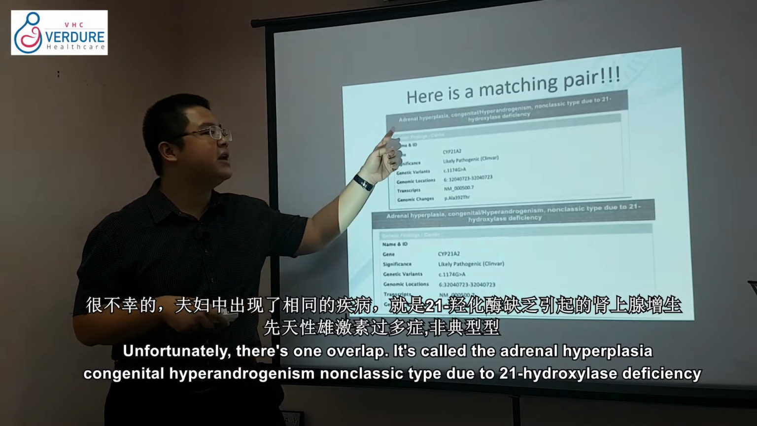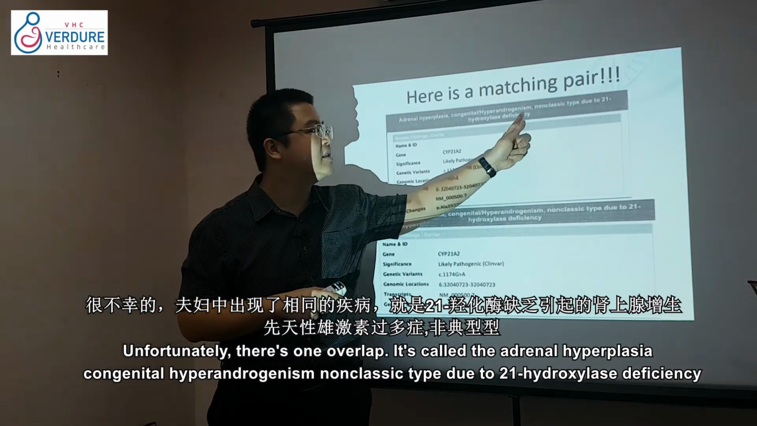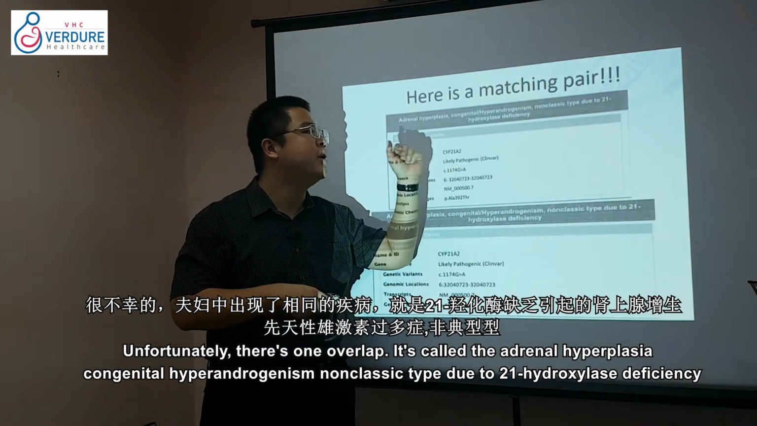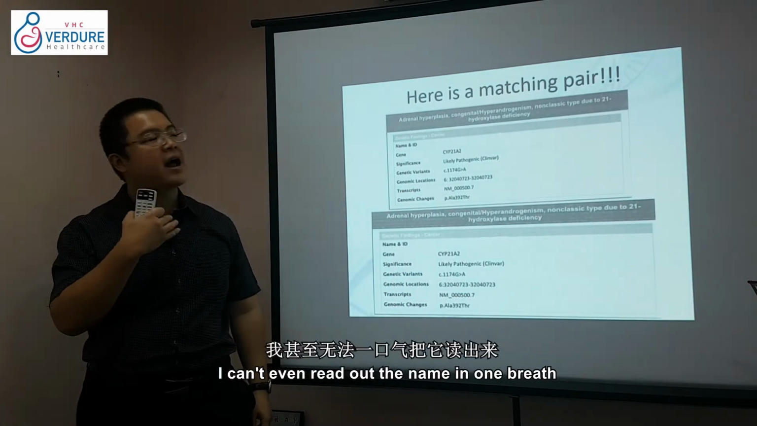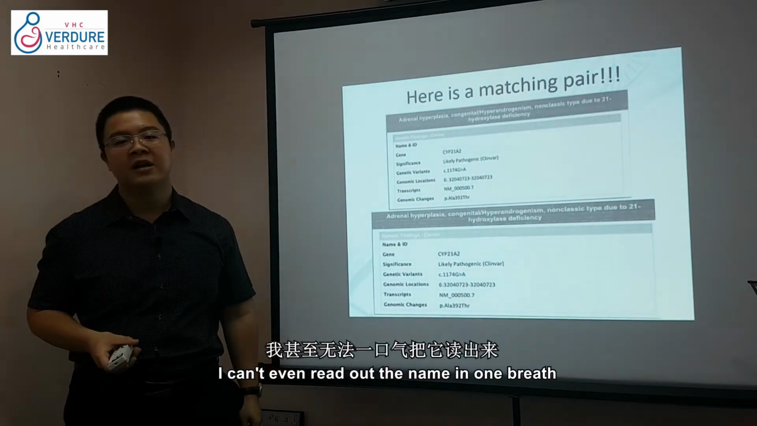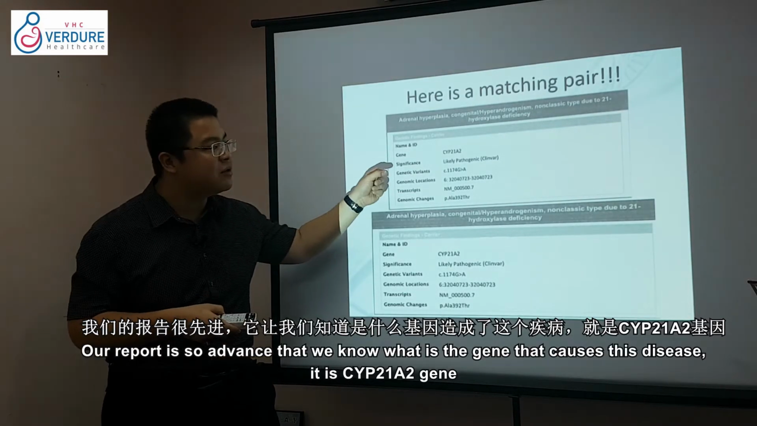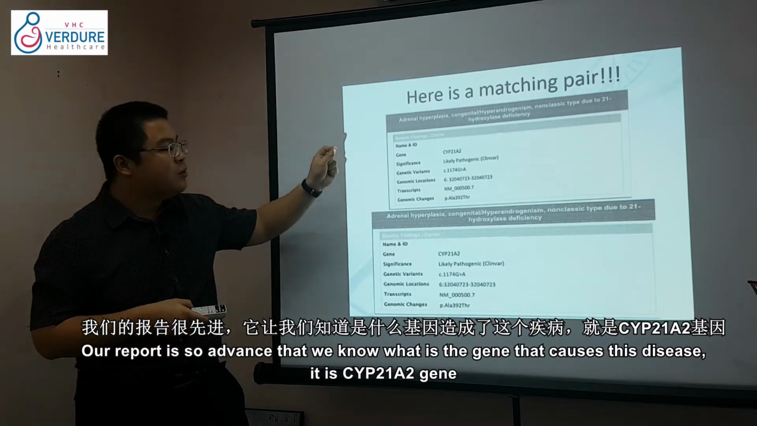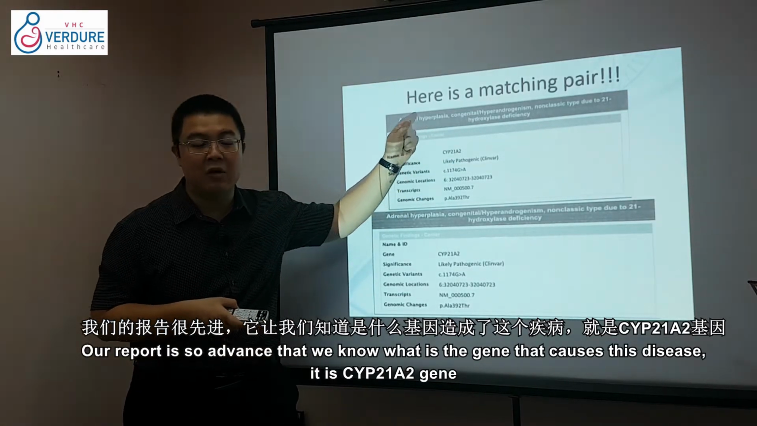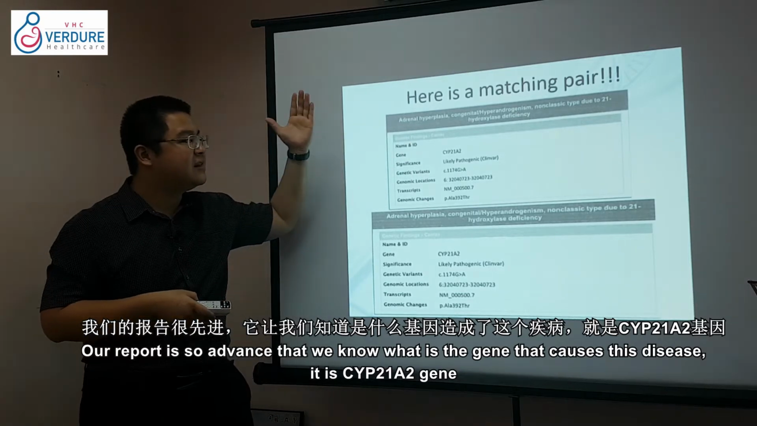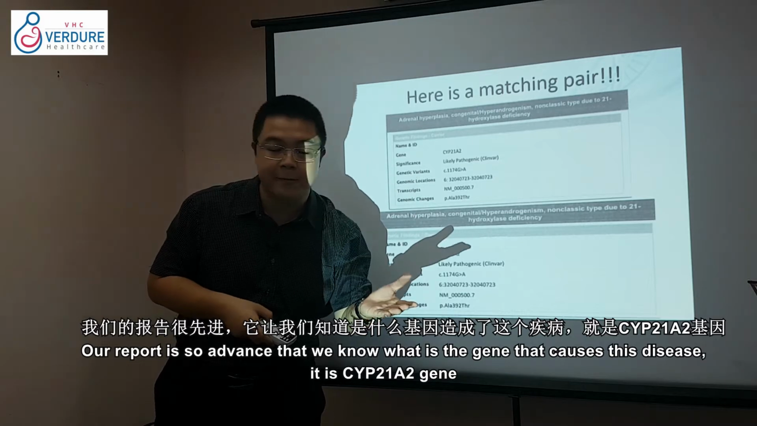It's called Adrenal Hyperplasia Congenital Hyperandrogenism Non-Classic Type due to 21 hydroxylase deficiency. As you can see, I can't even read out this name in one breath. So what's going on here? Let's have a look. Because our report now is so advanced, we know the gene that causes this disease, or causes this mutation, and in this case, it's called the CYP21A2 gene.